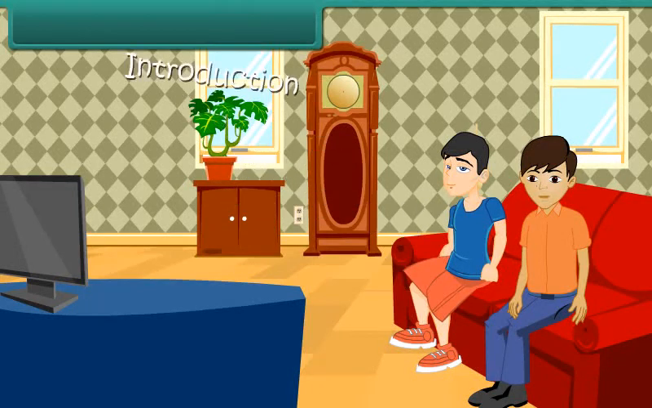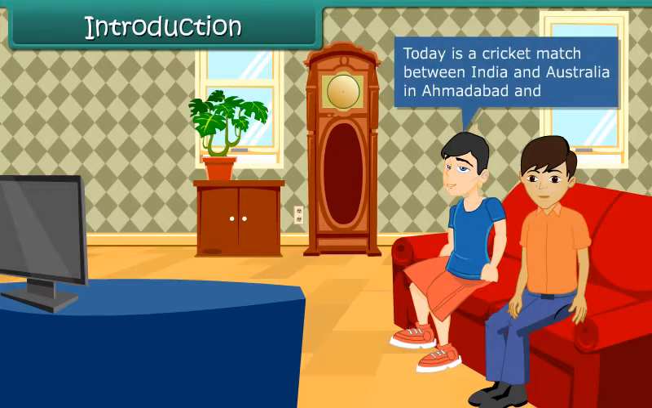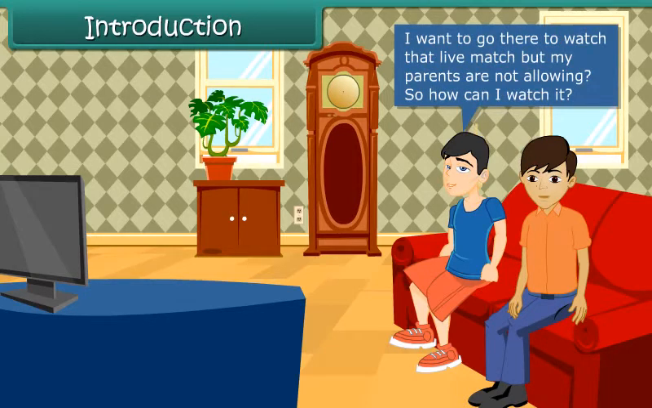Introduction. Hey, what happened, Jack? Why are you looking so serious? Today is a cricket match between India and Australia in Ahmedabad, and I want to go there to watch that live match, but my parents are not allowing. So how can I watch it? Well, Jam, you can watch it live while sitting in your room on a television set.